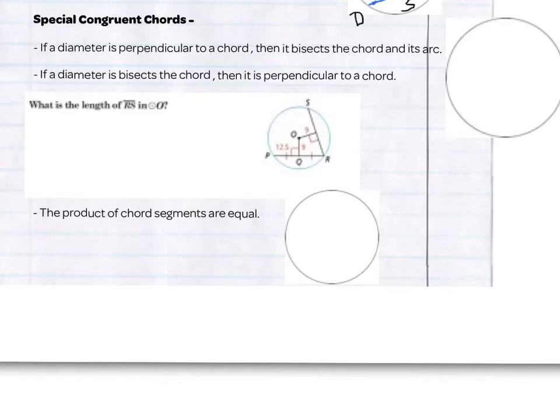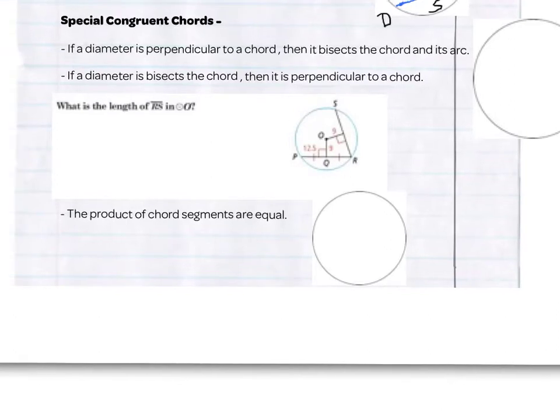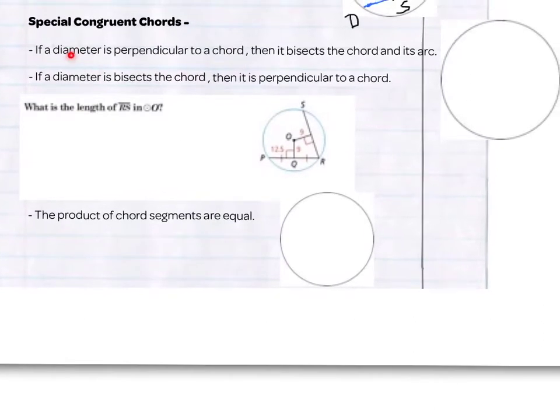The next statement we want to read is that if a diameter is perpendicular to a chord, then it bisects the chord and its arc. Here we have what that would look like. So over here we've got a circle, let's call it circle B.